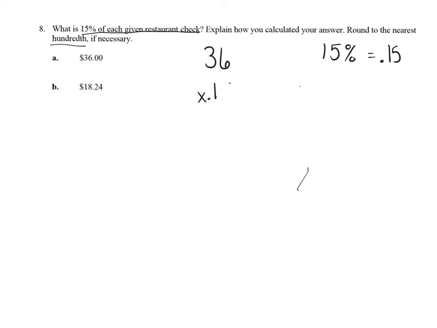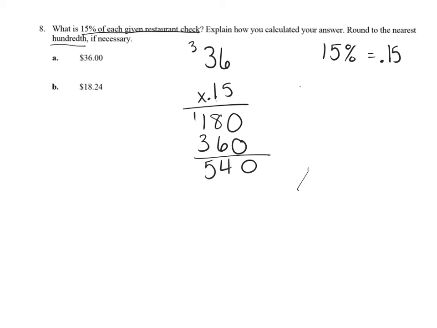we can multiply. So 6 times 5 is 30, 5 times 3 is 15, plus the 30 is 18, placeholder, 1 times 6, 1 times 3, this would be 14, and 5. And then we have 2 decimal places that we are multiplying with, so there should be 2 in your answer. So the answer for A is $5.40. Next, we have $18.24, and we want to know 15% of that, so we're going to do the same thing, $18.24 times that 15%.